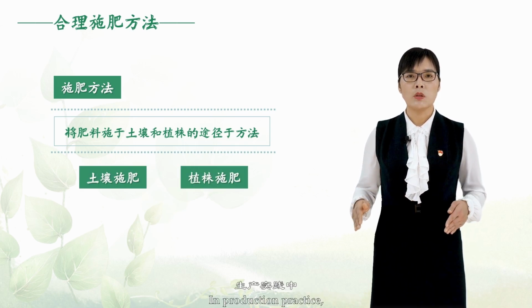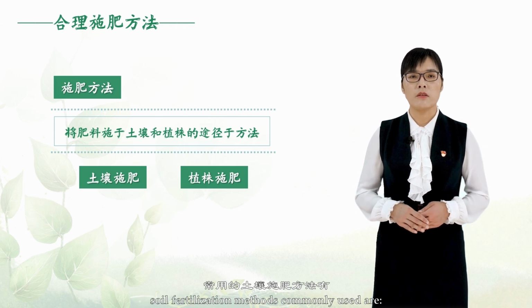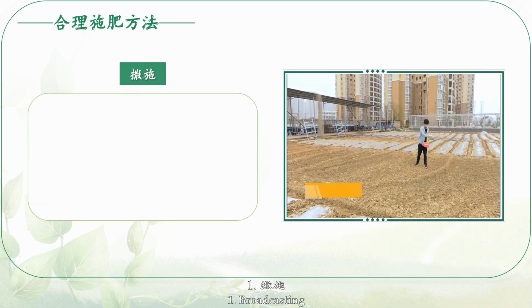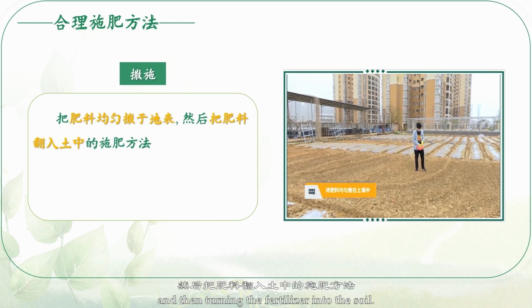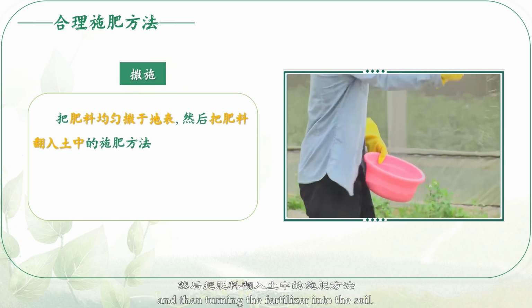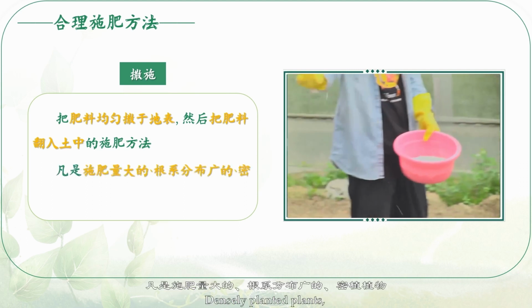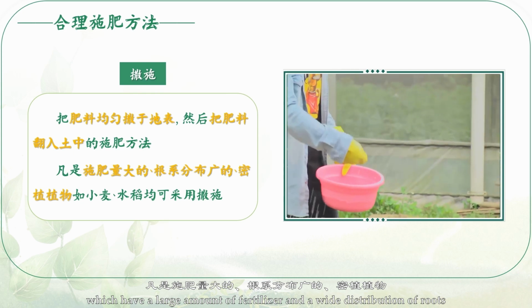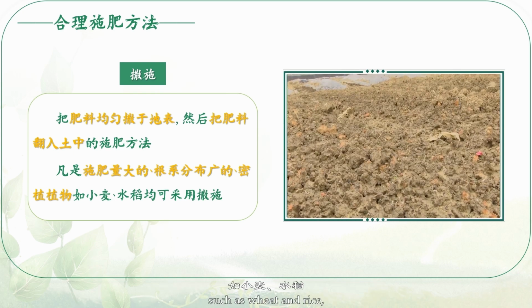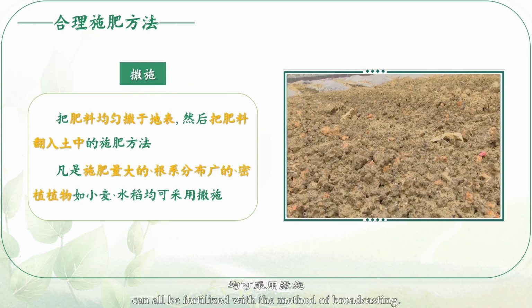In production practice, soil fertilization methods commonly used are: 1. Broadcasting. That is the method of spreading fertilizer evenly on the surface and then turning the fertilizer into the soil. Densely planted plants, which have a large amount of fertilizer and a wide distribution of roots, such as wheat and rice, can all be fertilized with the method of broadcasting.